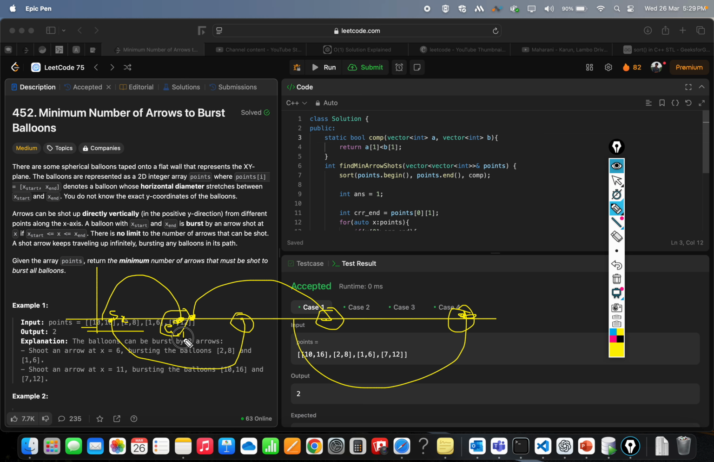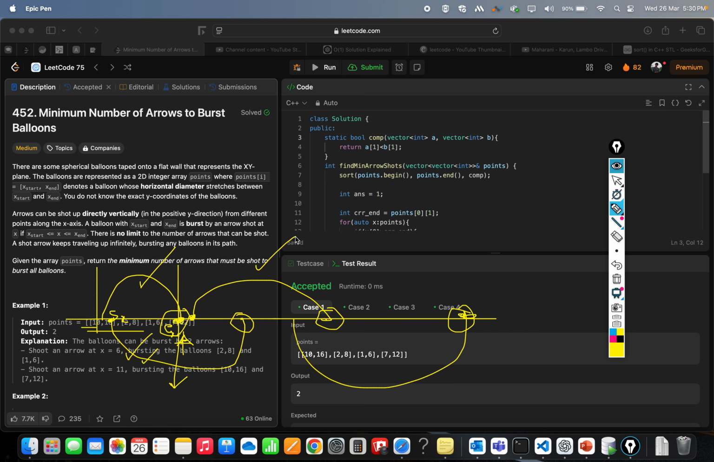We'll take this point and check how many intervals have their start before this point. So there is one interval, so we'll ignore this interval. What I mean is, if I pass an arrow through this point, how many balloons can I burst? I can burst two balloons, one is this and one is this. So I have burst these two balloons, so I don't have to work on these, right? I will pass this also because this has got burst.